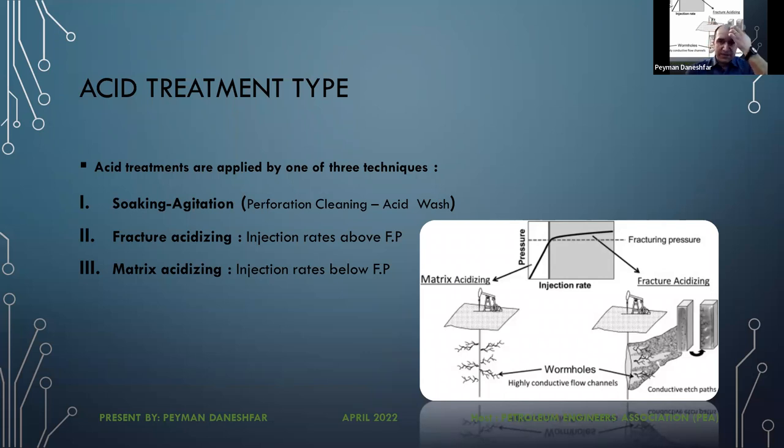You can see the picture. Check the injection rate here, and this is the fracture pressure. Whenever our injection rate is above the fracture pressure, you do fracture acidizing. When your injection rate is below the fracture pressure, you do matrix acidizing. So you can see that wormholes will be created by the acidizing reactions.